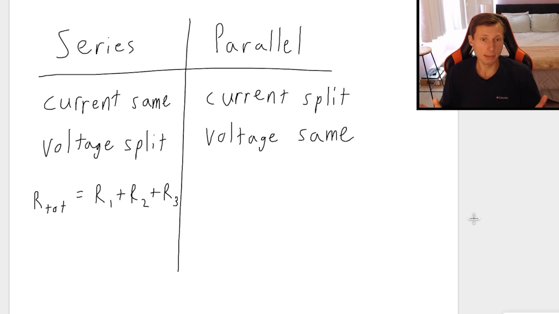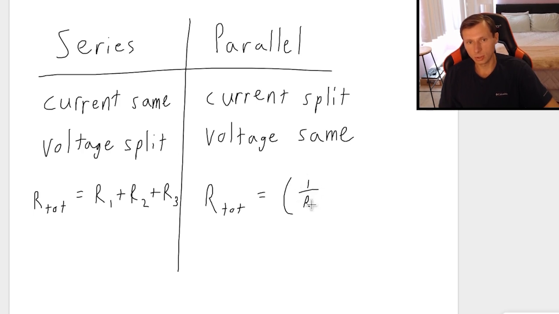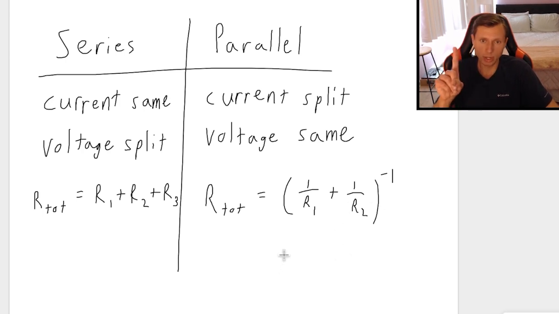If you correct me in the comments and say, that's a bad analogy, you should do this instead, I will just ignore you. And then for R total, this is actually really different, it's going to be quantity 1 over R1 plus 1 over R2 plus however many resistors you have on the denominator, end parenthesis to the negative 1 power. This is one way of writing it.